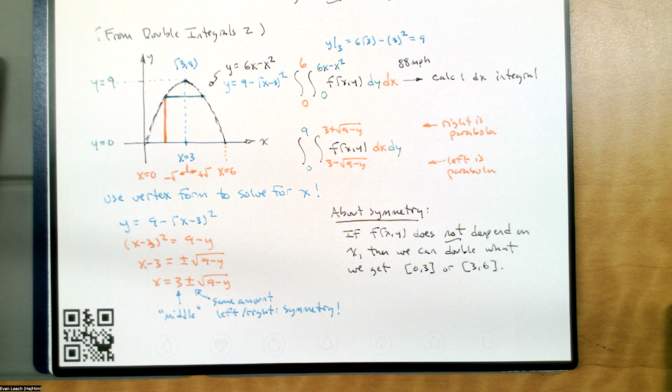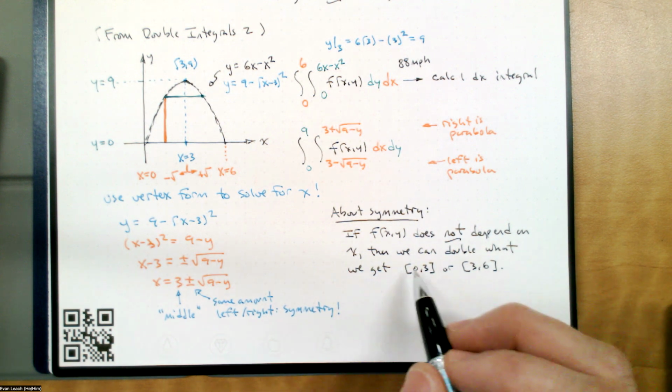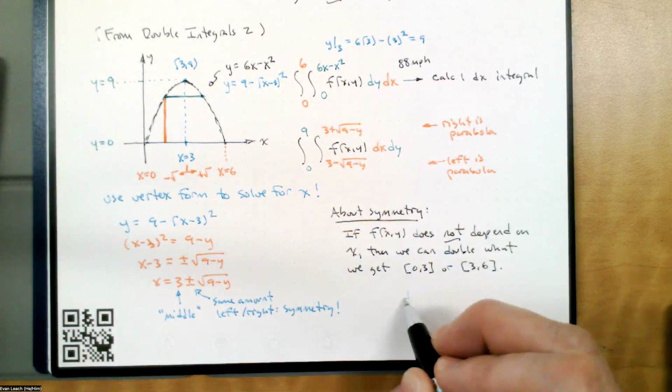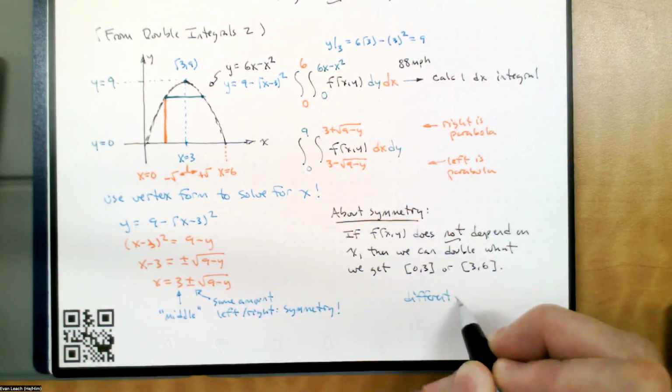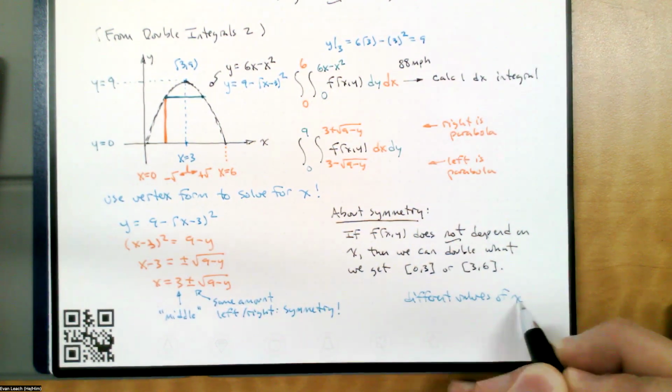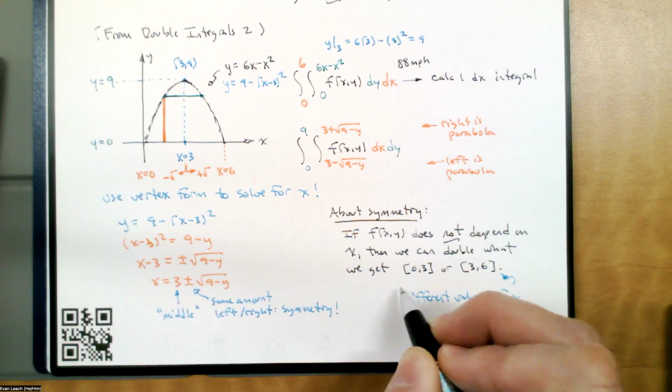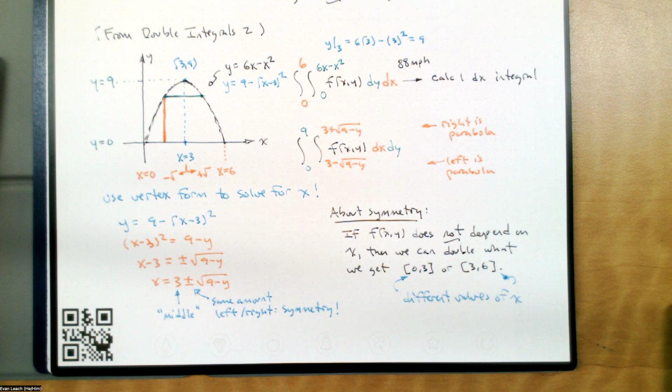So more generally, if the function f of x, y does not depend on x, then we can double what we get from 0 to 3 or from 3 to 6. But notice from 0 to 3, we have different values of x than we have from 3 to 6. So it's symmetric, but here are different values of x. If the function has different values when x is 2 than when x is 4, then we can't just double up what we get on one half.